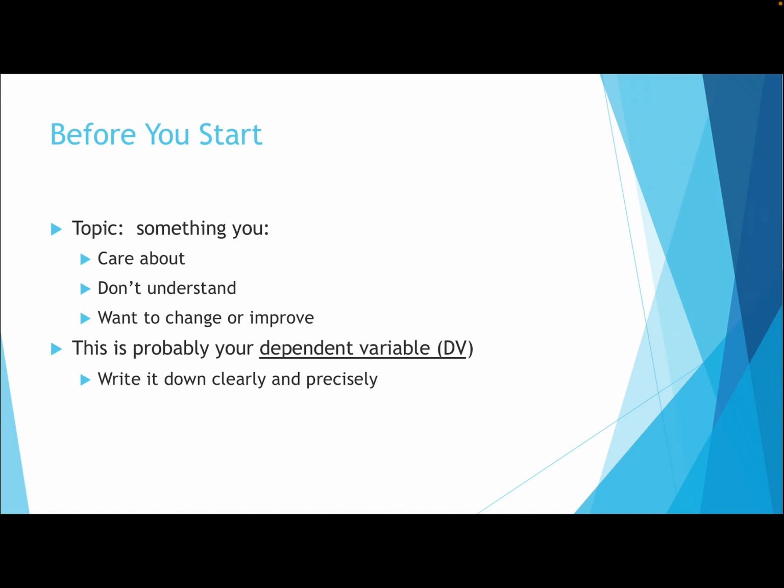This topic is probably going to be your dependent variable. For those of you who haven't taken scope and methods, that just means the thing you're going to study, your topic. So you're going to want to write that down clearly and precisely. Exactly what is it that you want to see? I want to see an increase in, or I want to see an end to the conflict in X, or I want to see an increase in peace-building measures in this place, or I want to see negotiations for peace talks in this place.